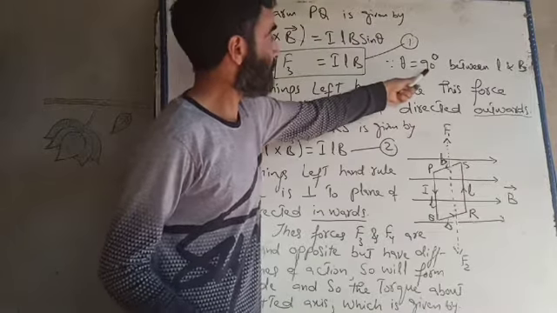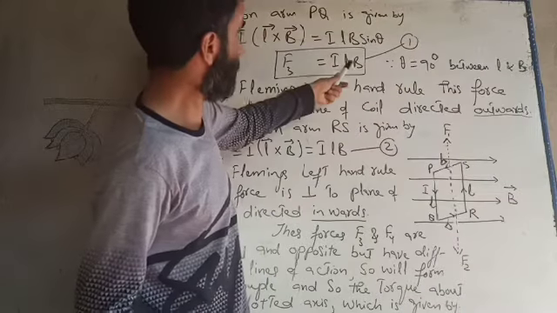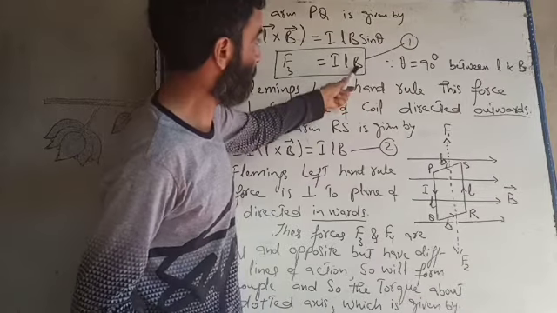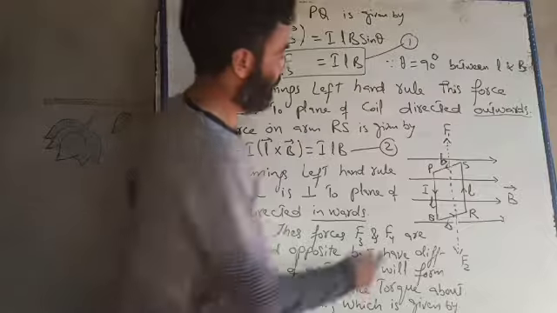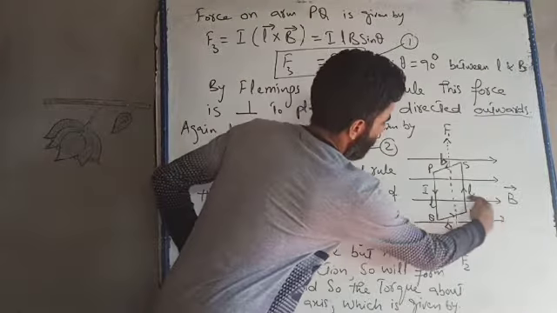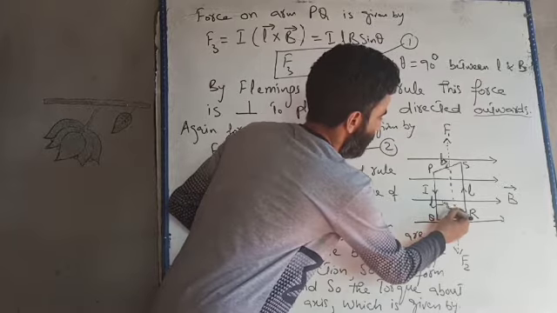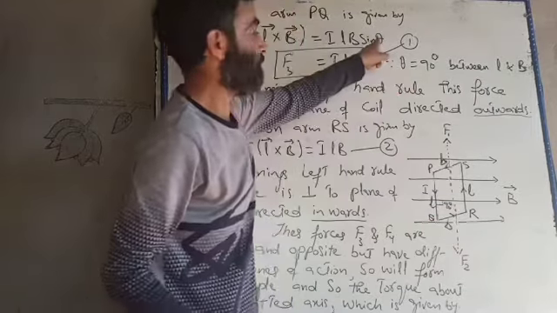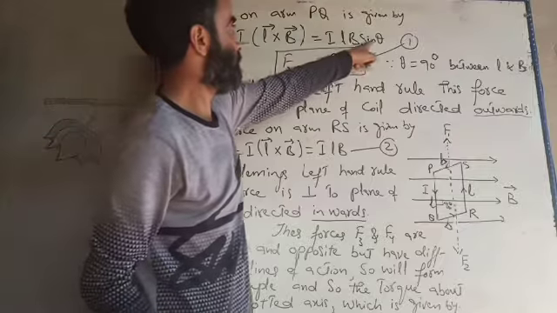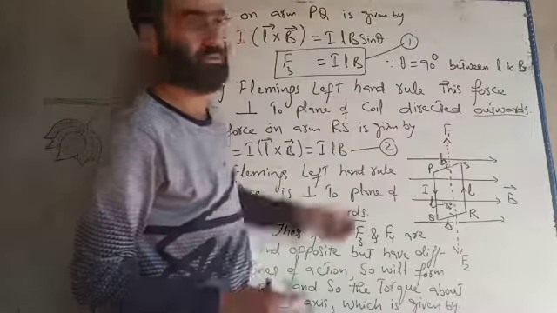But the theta here is 90 degrees, okay? Theta is the angle between the length and the applied capital B, the magnetic field. This is the length and this is the magnetic field. The angle here is 90 degrees. So sine 90 means 1. This comes to I L B, right?